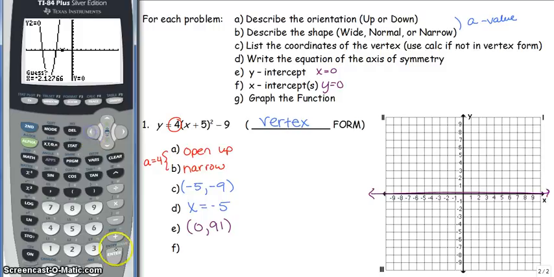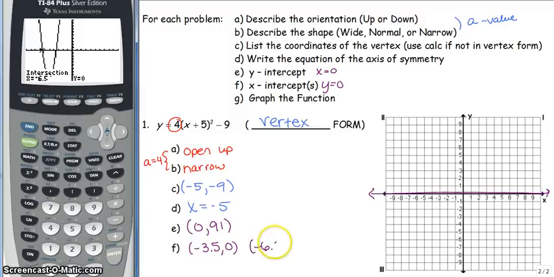Alright, go back, we guess, and we see that our first intercept is at negative 3.5, comma 0. Make sure that it's changing to the intersection. First curve, second curve. Now we've got to scroll over, we're going to get the same one. And we see that that's at negative 6.5, comma 0.